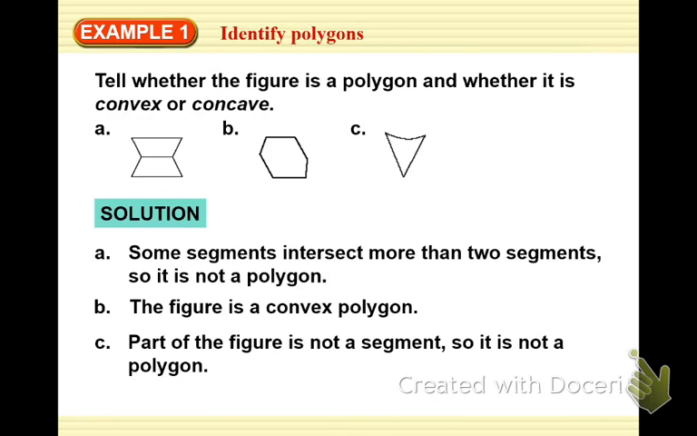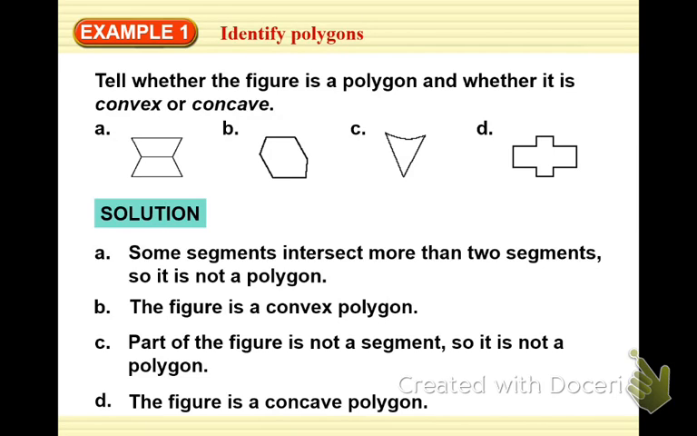All segments. Last but not least, this guy. Polygon or no? Yeah. Okay, good. Satisfies everything. Convex or concave? Concave. Some of the sides are caving in. Whatever you like.